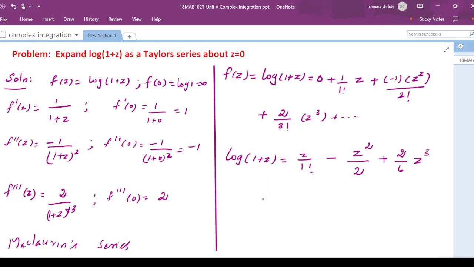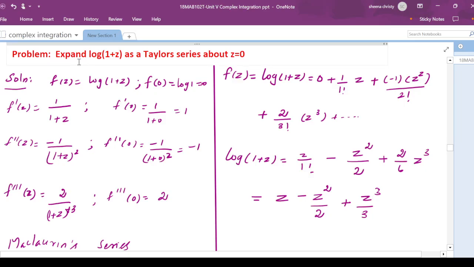I am stopping here at the third degree. Therefore, I can simplify this as z minus z square by 2 plus z cube by 3, which is a third degree expansion of log of 1 plus z. Hope you all understood. It's very simple to solve.